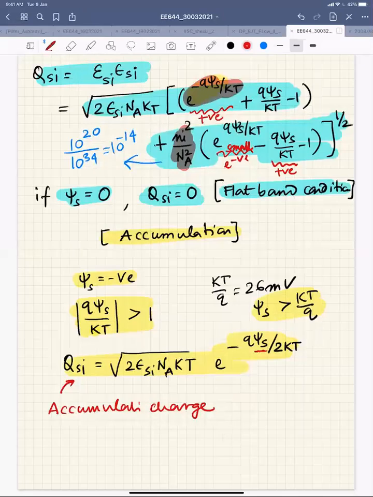Since psi s is negative, as psi s becomes more and more negative, your charge in the accumulation will also increase, and that is an exponential dependence. Okay.